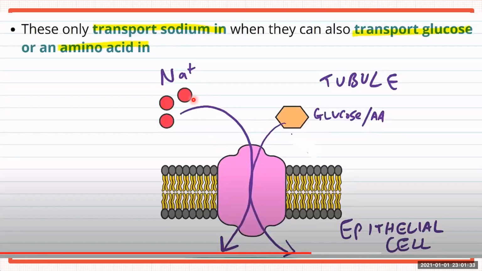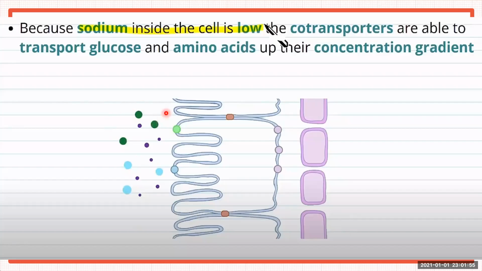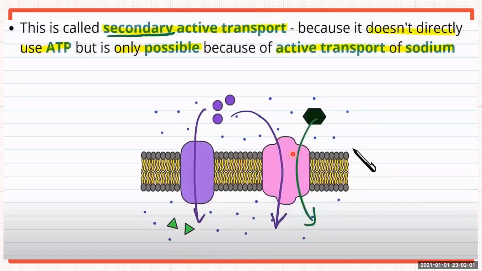So here you can see, as sodium goes in through the co-transporters, it can take in along with it glucose as well as amino acid into the cell. The glucose and amino acid actually enter the cell down their concentration gradient. So they enter here.